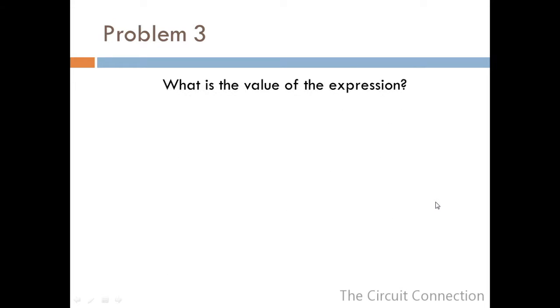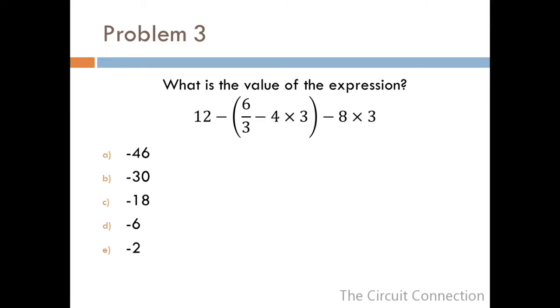Problem number 3. What is the value of the expression 12 minus parentheses 6 over 3 minus 4 times 3 parentheses minus 8 times 3? Our answer choices are A, negative 46, B, negative 30, C, negative 18, D, negative 6, or E, negative 2.